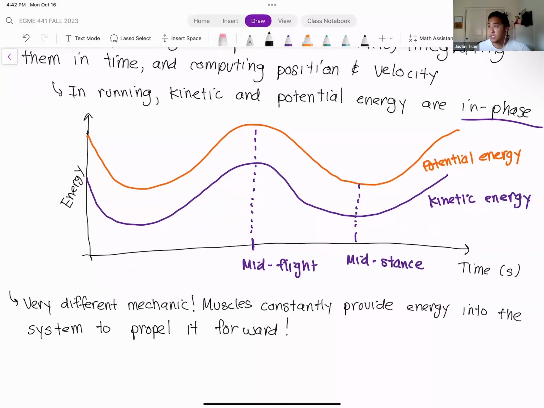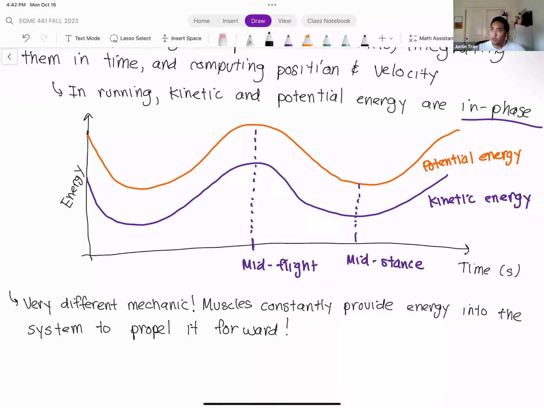Okay. Hence, kind of why I describe running as a lot more active, because your muscles have to not only support the weight of your body, but also actively supply energy, actively do work, in order to give the energy that's necessary to go through this gait cycle.